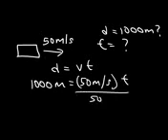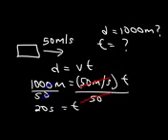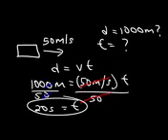So we can divide both sides by 50. And so it's going to be 1,000 divided by 50. If we cancel a 0, that's 100 divided by 5, which is 20. So it's going to take 20 seconds for this object to travel a distance of 1,000 meters.